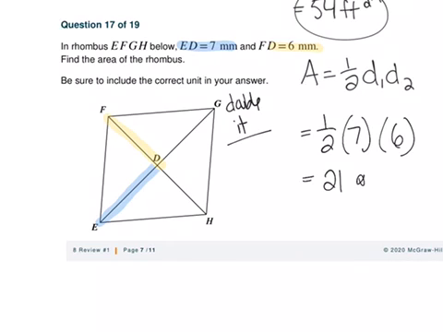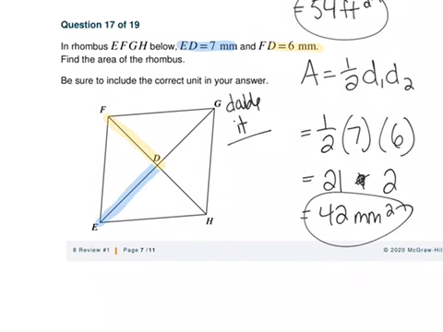And then what I'm just going to do is I'm going to double it at the end. So I'm going to multiply that, it's supposed to be a multiplication symbol, by 2. And you get 42 millimeters squared. So the area of that rhombus is 42 millimeters squared. Okay.